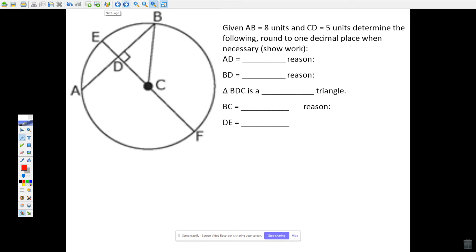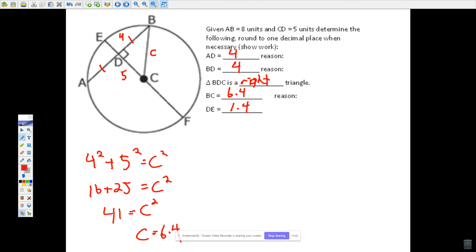Here are the answers. First off, the question asks for AD and BD. Because this is a right triangle, we can infer that this line CE is a perpendicular bisector, which cuts this line into 2 equal halves. Now, if both these sides are equal and the whole thing is 8, then each of these lengths must be 4. Triangle BDC must be a right triangle, given that it's a 90-degree angle, so that was pretty easy.